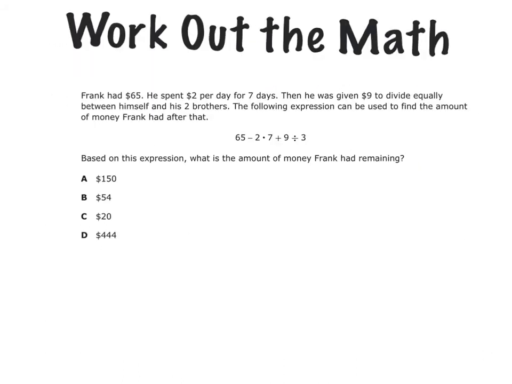My next tip is to do the work. Work out the math. Do not just do it in your head, because sometimes when we get in our head, we make things simpler or more complicated than they need to be. So once again, we're going to read the question. Frank has $65. He spent $2 per day for 7 days. Then he was given $9 to divide equally between himself and his brothers. The following expression can be used to find the amount of money Frank had after. Based on this expression, what is the amount of money Frank will have remaining?